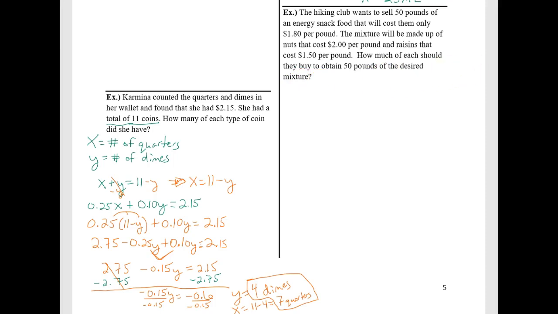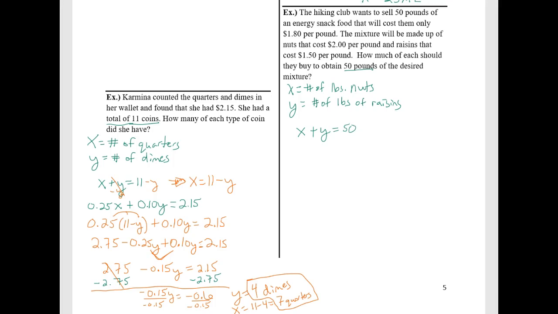Alright, start by defining our variables. We want the number of pounds of the nuts that are going to be mixed with the number of pounds of raisins. And we want to get a total of 50 pounds. So that's the equation I'm going to start with. However many pounds of the nuts plus however many pounds of the raisins has to give me the 50 pounds that I want to end up with.